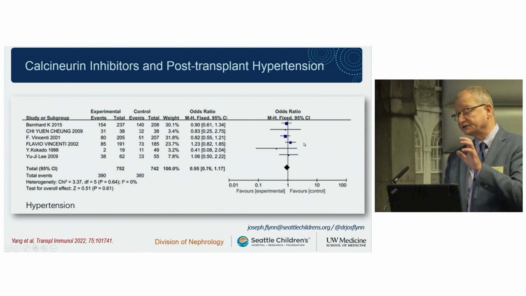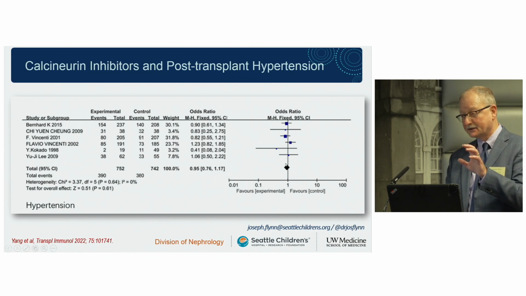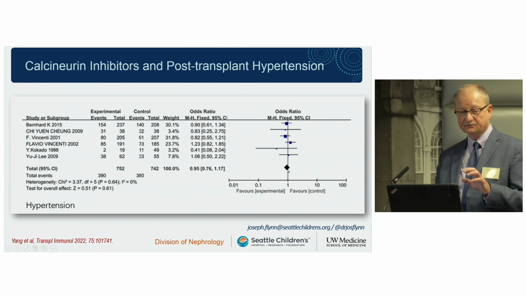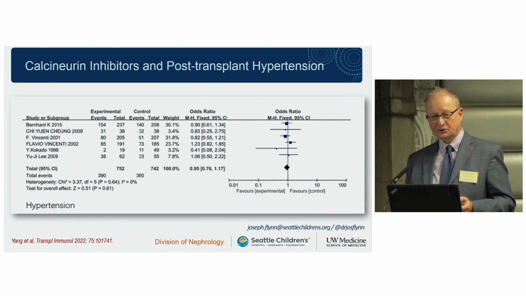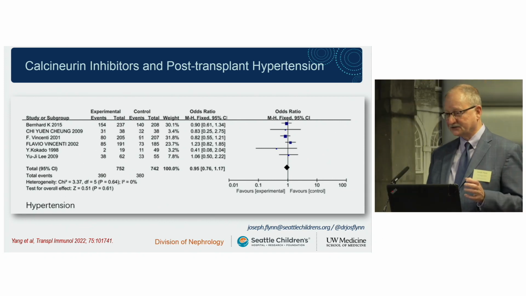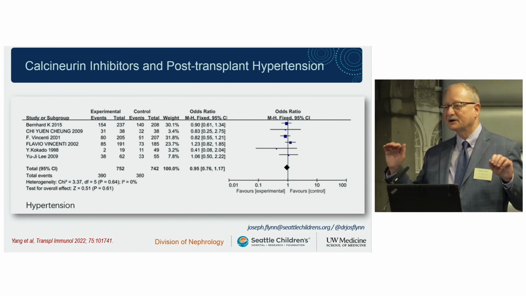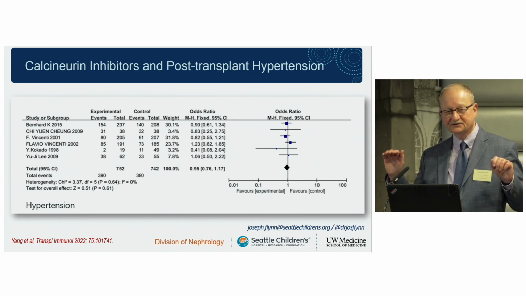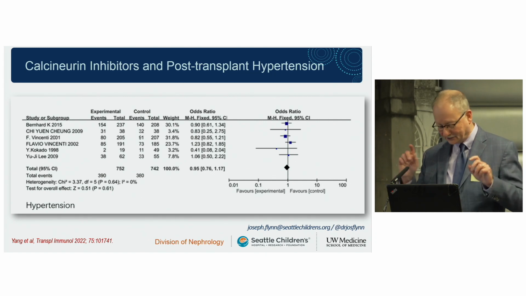So all of these bars are crossing the center line in the meta-analysis, and there was basically no difference in rates of hypertension in those receiving tacrolimus compared to those receiving cyclosporin. So does anybody now believe that there's a difference? Okay, good.